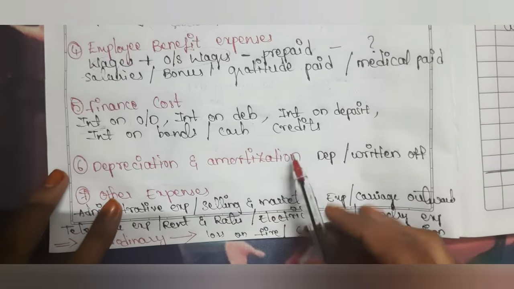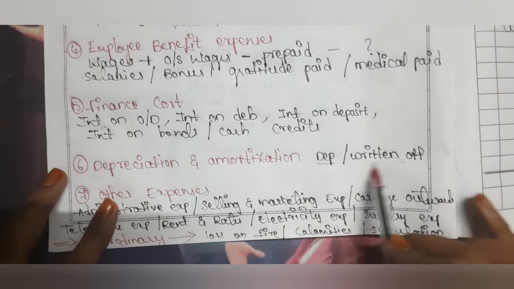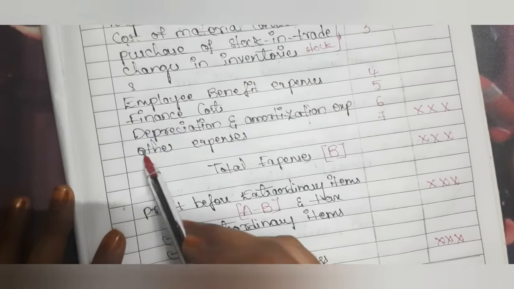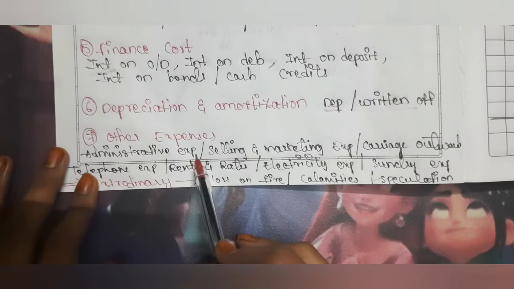In this, what will we be getting? All the depreciation or return, whatever we are getting, we will take it in the sixth one. Then after it, we will have other expenses. Other expenses means nothing but all other expenses.